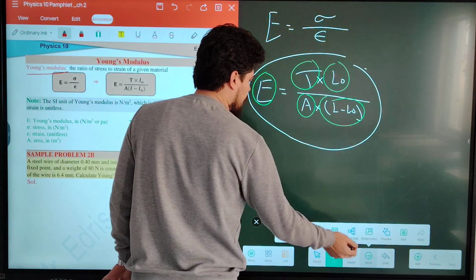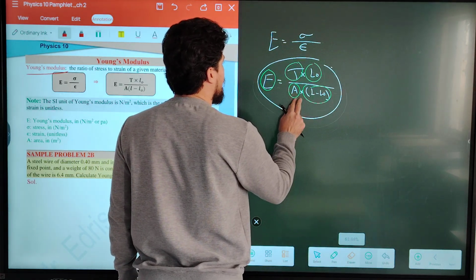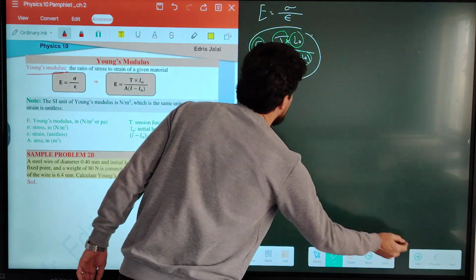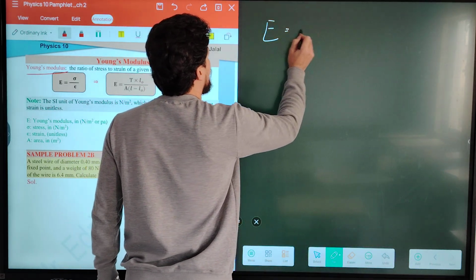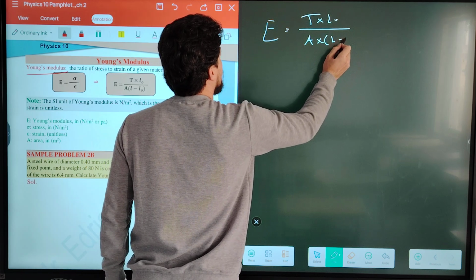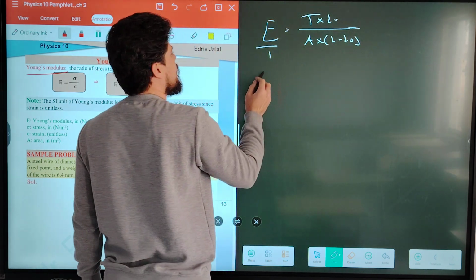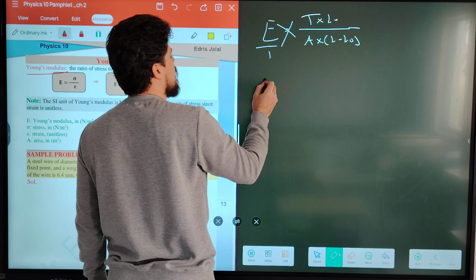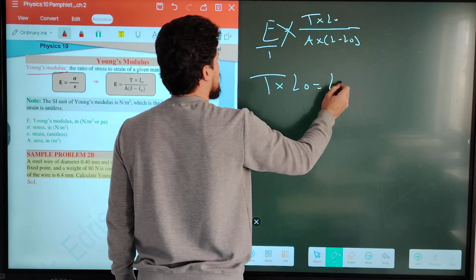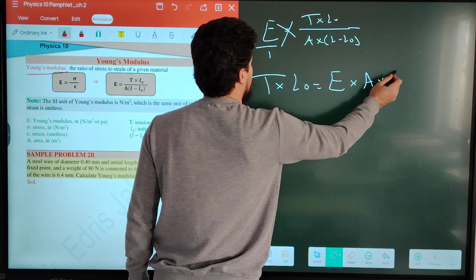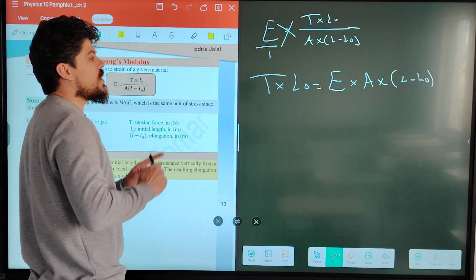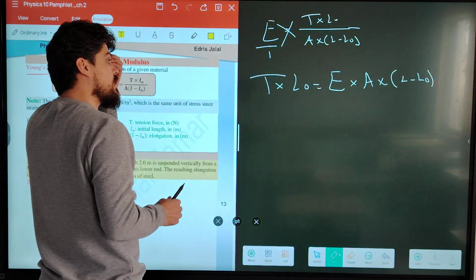Okay? Like, if you cross multiply this equation, T times L naught, A times elongation. What do we have here? 1. Cross multiply. 1 times T L naught, T L naught. E times A times elongation is going to be E times A times elongation. We have 5 variables, so we can make 5 different equations.